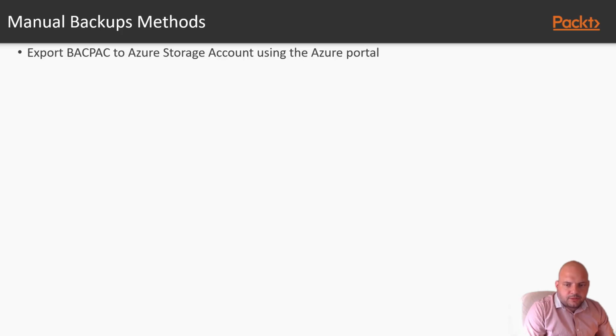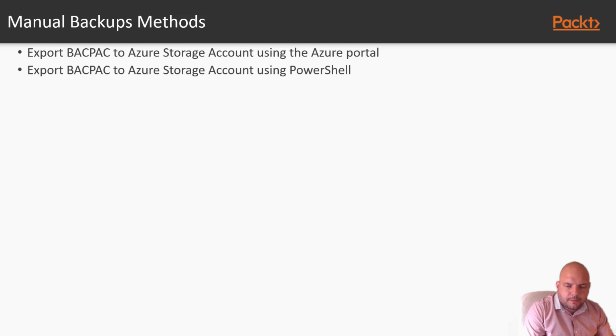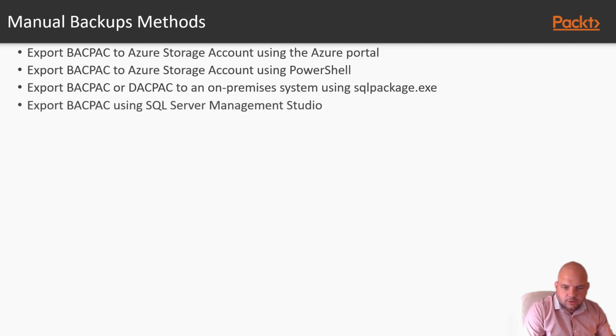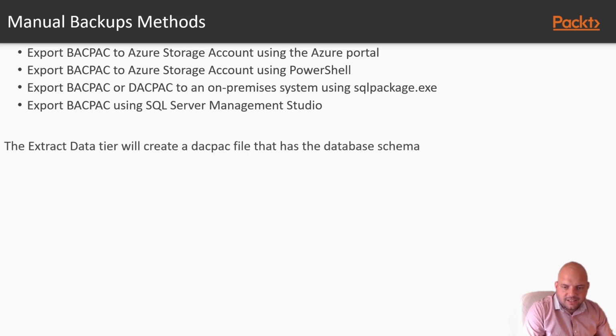The manual backups can be performed in the following ways. We can export the BACPAC to an Azure storage account using the Azure portal. We can export the BACPAC to an Azure storage account using PowerShell. We can export the BACPAC or DACPAC to an on-premises system using SqlPackage.exe, and we can export the BACPAC using SQL Server Management Studio. Now, the Extract Data-tier Application will create a DACPAC file that has the database schema in it.